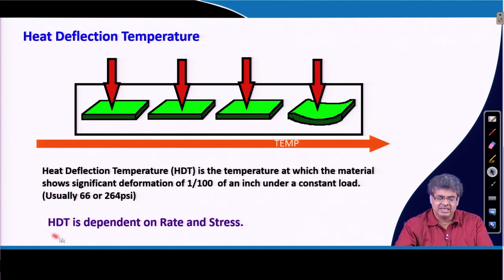As I described, HDT is dependent on the rate at and the state at which this load is applied. So, this is more from a practical point of view. As you can see in these pictures, as we increase the temperature under a constant load, at some temperature bending happens. This is the temperature we call heat deflection temperature, and this will depend on the rate at which we are applying the stress and the amount of stress we are applying.